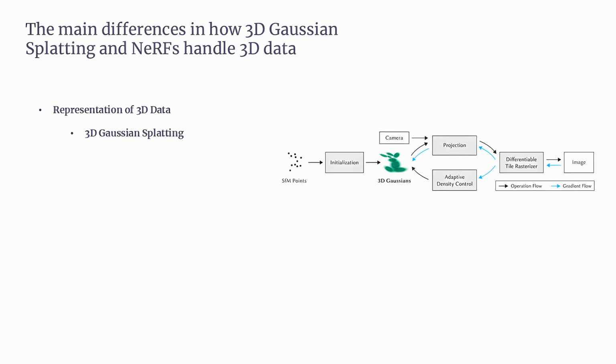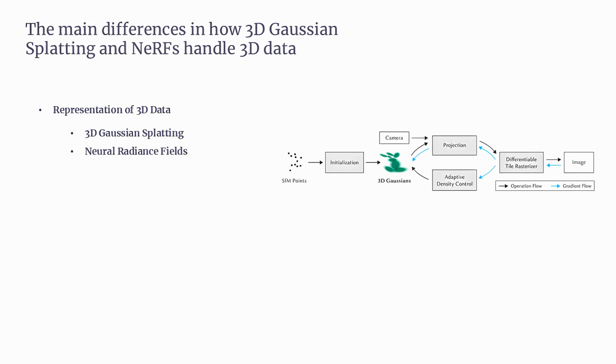Each splat represents a specific point in space with associated color and opacity values. This makes it easy to directly manipulate the geometry of the scene. The process starts with a point cloud created from images. Each point is converted into a Gaussian splat that can then be rasterized to produce 2D images.